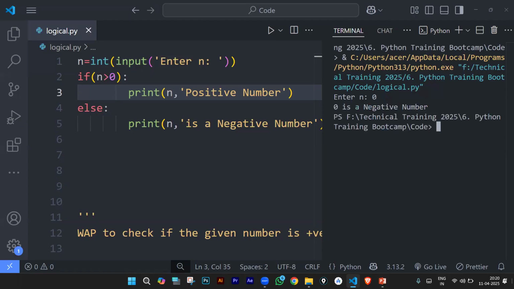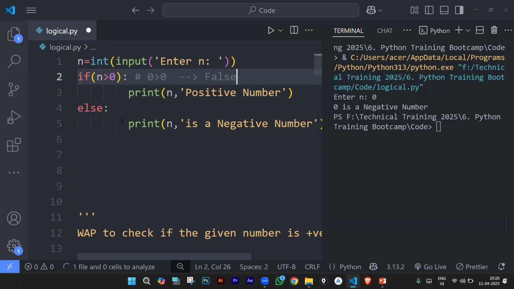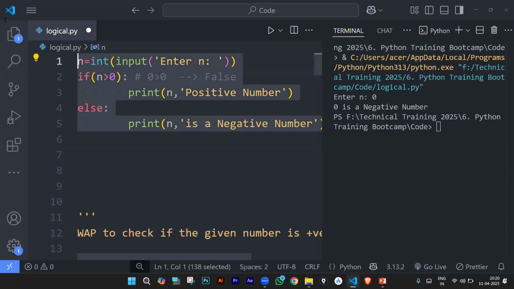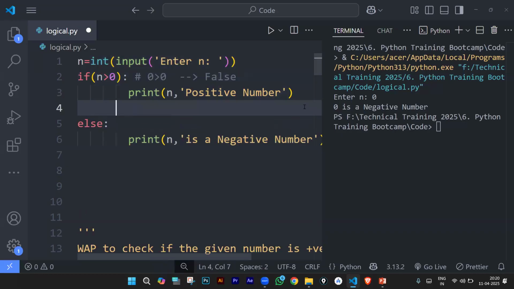So if I run this, I'll not get any error. See what I'm getting? I'm getting zero is a negative number. Why? Because if you evaluate this condition, zero greater than zero, which is false. So if the condition inside if is false, what will happen? By default, else will be executed. So what do we have to do here?